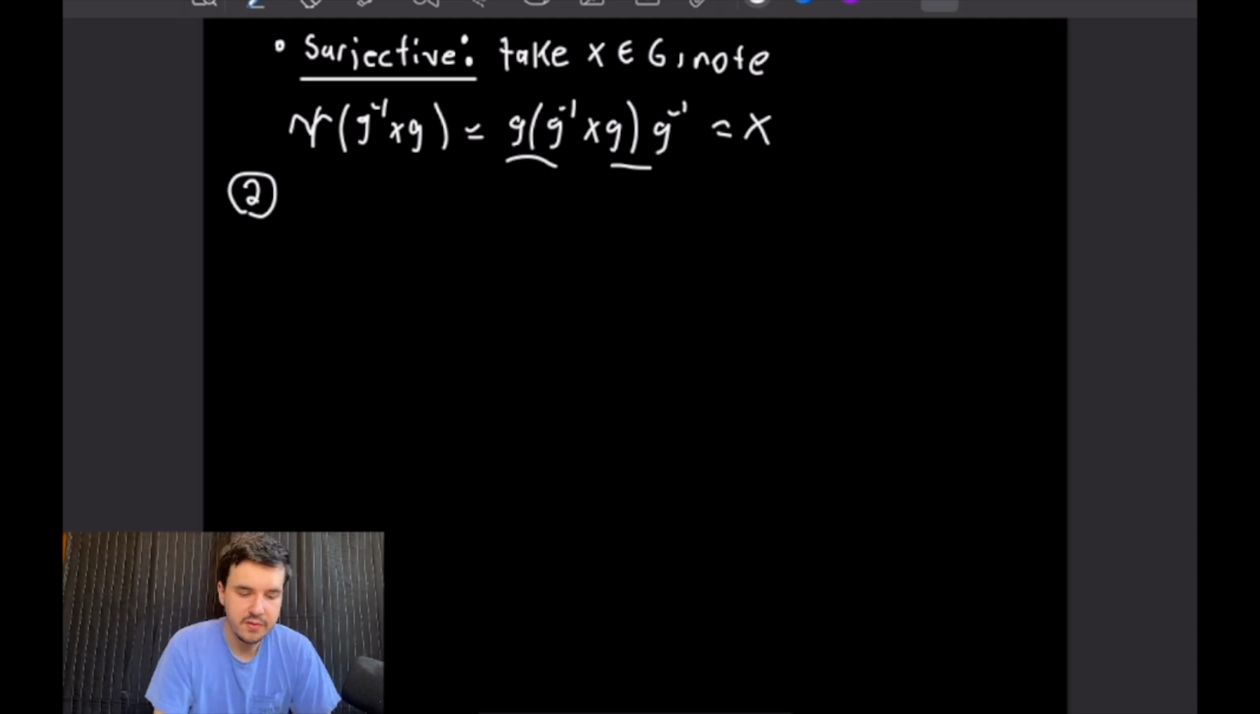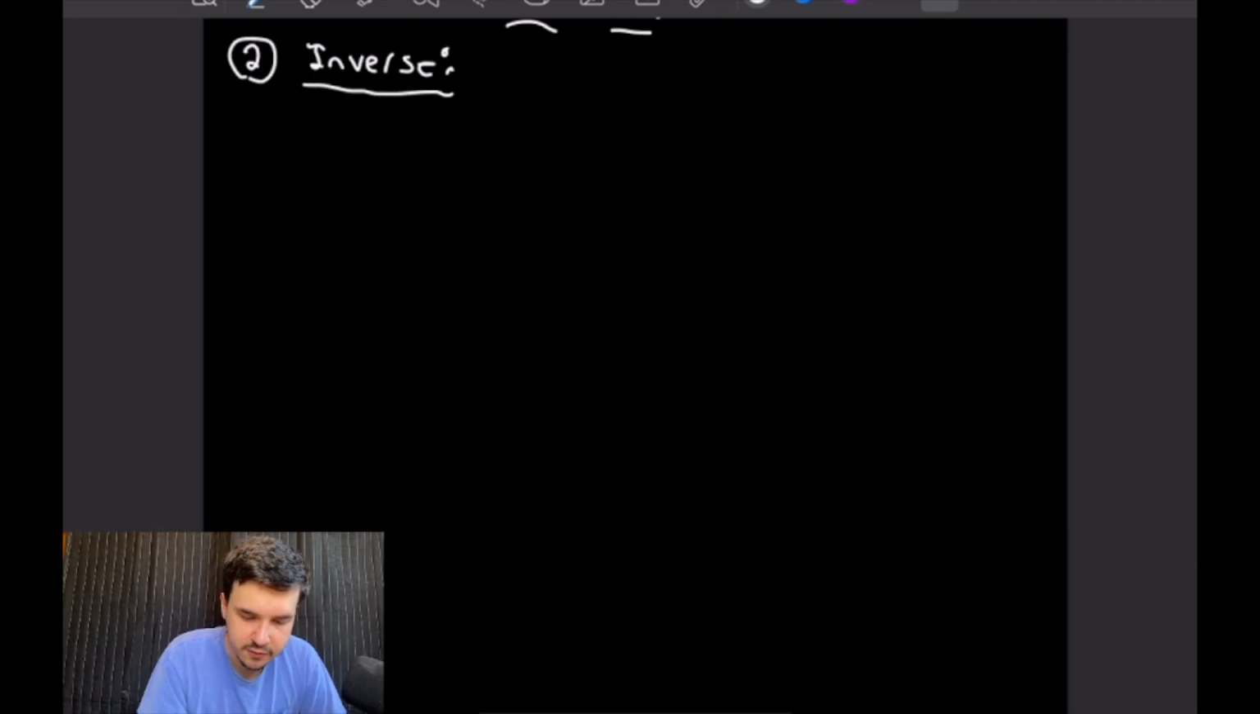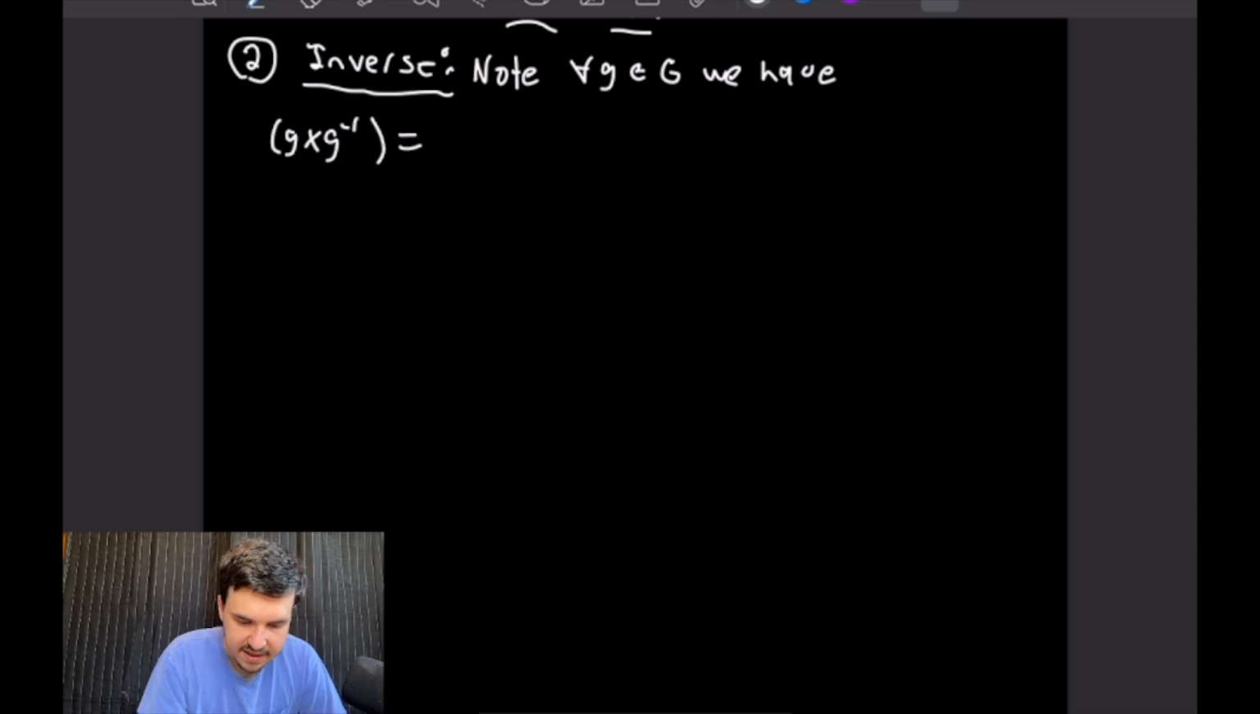So all we have to do is prove that we have inverses to show that this is a group here. To demonstrate that we have inverses, I want you to note the following: for all little g in our group big G, we have the following inverse. The inverse of g times x times g inverse is simply equal to g x inverse times g inverse. We can write the inverses like this because we know that g, x, and g inverse are all members of our group big G, and since that itself is a group, it must have inverses.